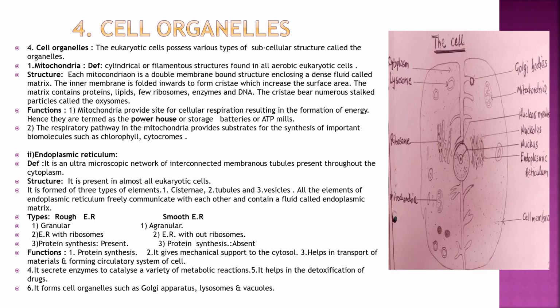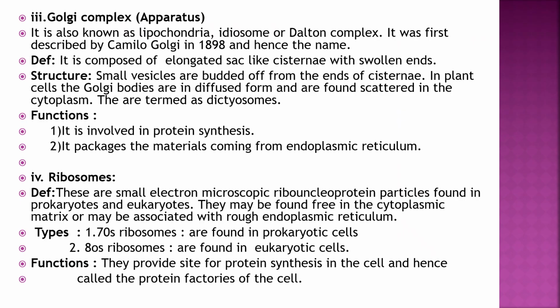Endoplasmic reticulum is a network present around the nucleus. Golgi complex is a sac-like structure present near the nucleus or in cytoplasm. And ribosomes are again small structures present on the endoplasmic reticulum. So endoplasmic reticulum, Golgi complex and ribosomes help in protein synthesis.